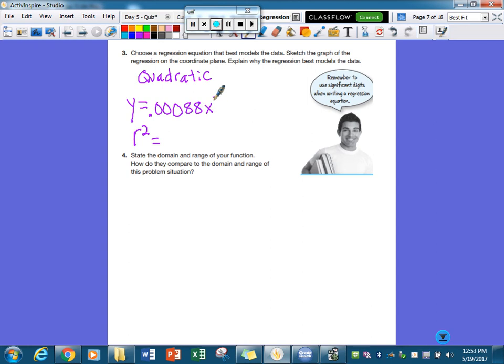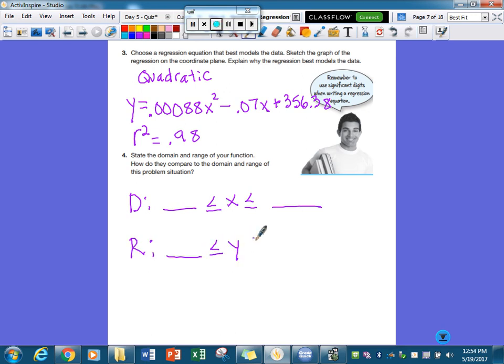0.00088 x squared minus 0.07x plus 356.38. And our r squared was 0.98. So that's our equation, and that's our r squared. Now, domain and range of the function. Remember how we do domain? Our smallest is less than or equal to x, which is less than or equal to our largest x value. Our range, our smallest y less than or equal to y, less than or equal to our largest y value.